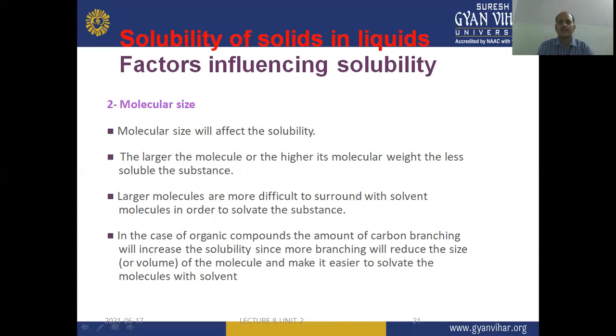In the case of organic compounds, the amount of carbon branching will increase the solubility since more branching will reduce the size or volume of the molecule and make it easier to solvate the molecules with solvent. So if the carbon branching is there, it also increases the solubility. So interaction will be easier and ultimately the solubility will be enhanced.